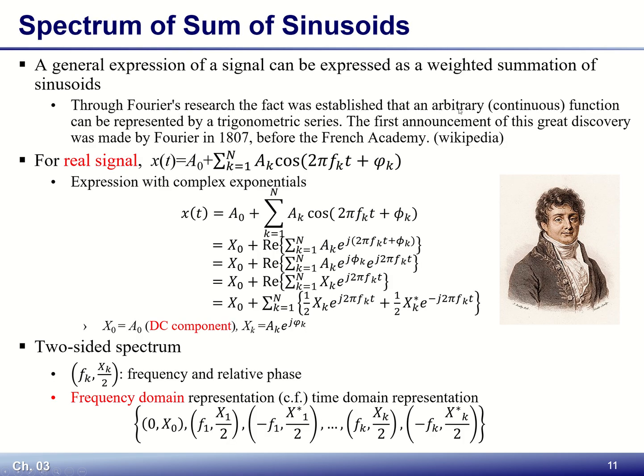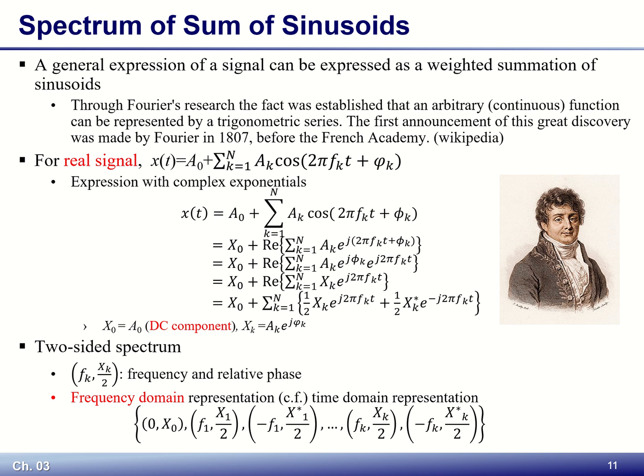Let's start to study spectrum in depth. A general expression of a signal can be expressed as a weighted summation of sinusoids. Through Fourier research, the fact was established that an arbitrary continuous function can be represented by a trigonometric series. The first announcement of this great discovery was made by Fourier in 1807 before the French Academy.